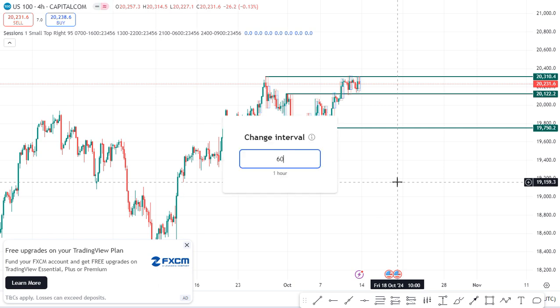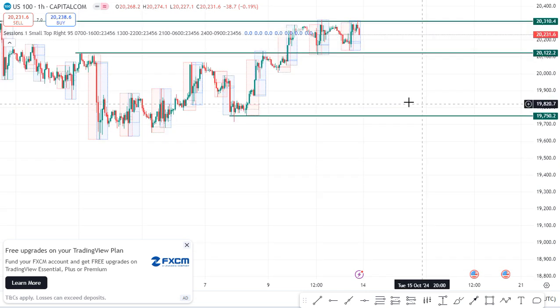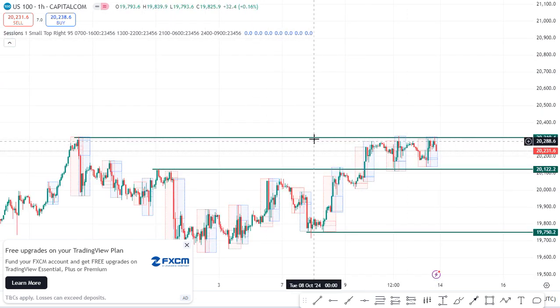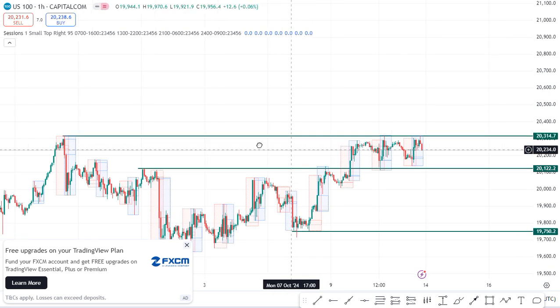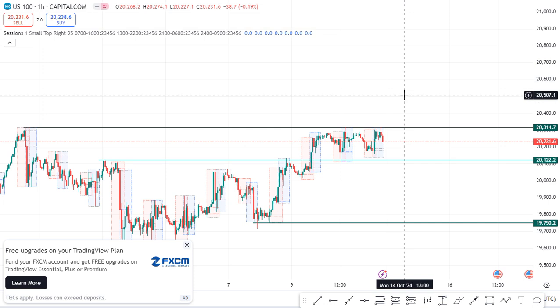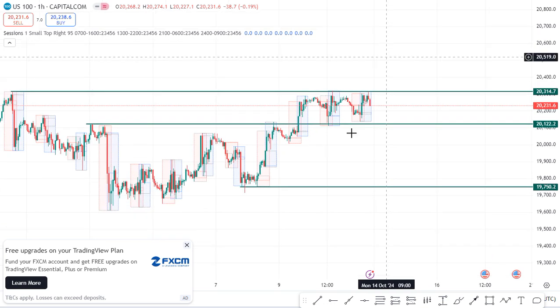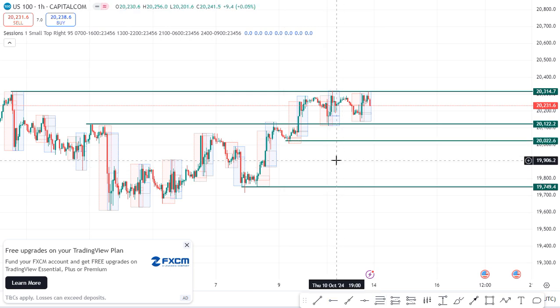Now I'm going to go down to 60 minutes, which is 1 hour. So you can see we are just consolidating on this. We are failing to break, but eventually we will break. So probably we can expect a drop going into Monday to this area here. Once we get the momentum, then we can break the high. Okay, these are my areas of value. The price reacted there.